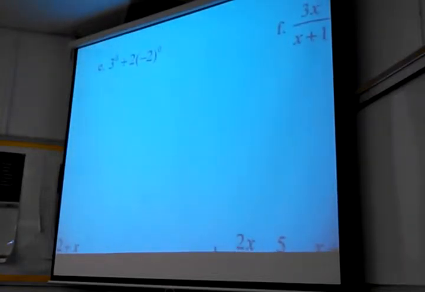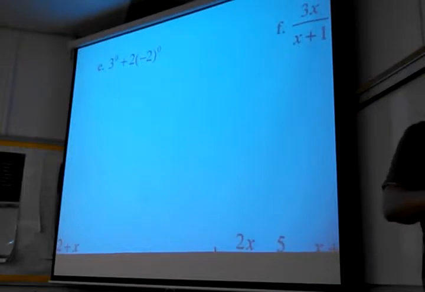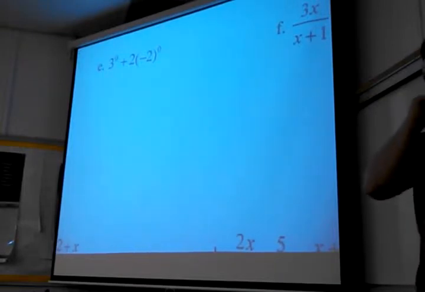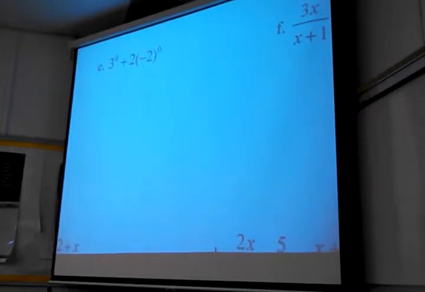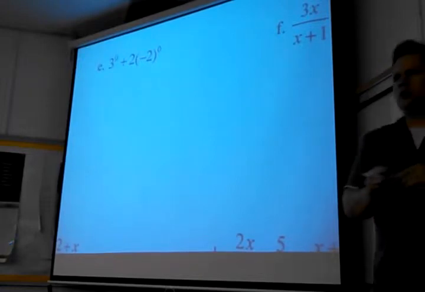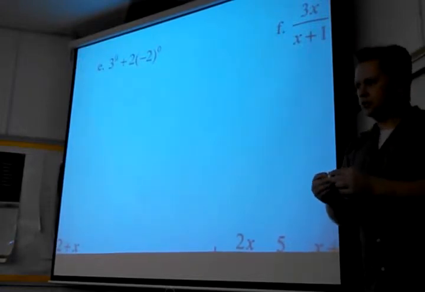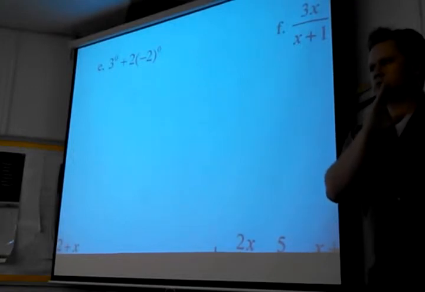Part E. What's going on with a 0 power? I like it. It's a 1. And the easiest way to see that is, what's something divided by itself? 1, right? Unless x was 0. That's the only one that makes everything freaky, is 0, right? But what's the rule when you divide? What do you do with powers? Subtract. 2 minus 2 is 0. So anything to the 0 power is 1, except 0.